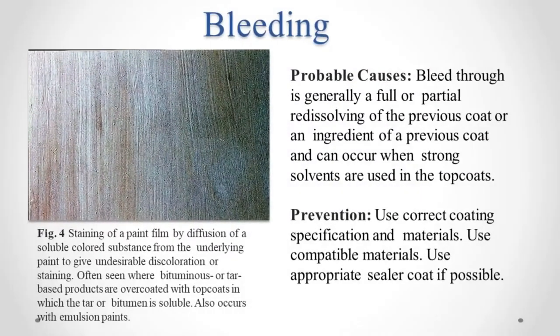Bleeding. Probable causes: bleed-through is generally a full or partial redissolving of the previous coat or an ingredient of a previous coat and can occur when strong solvents are used in the topcoats. Prevention: use correct coating specification and materials. Use compatible materials. Use appropriate seal or coat if possible.